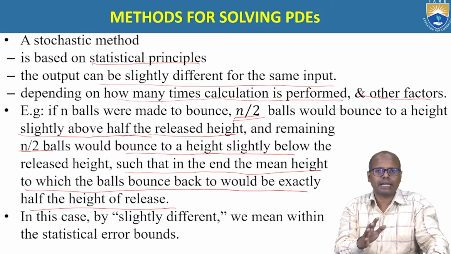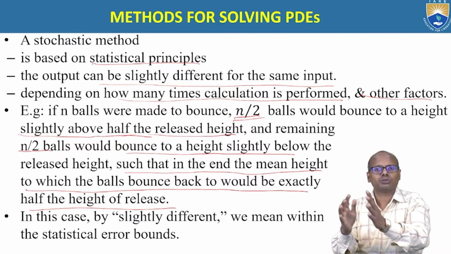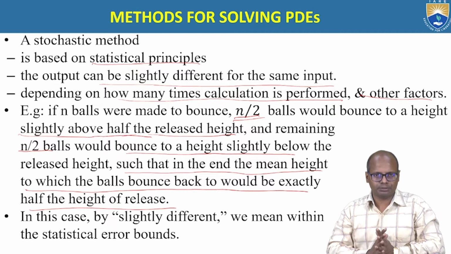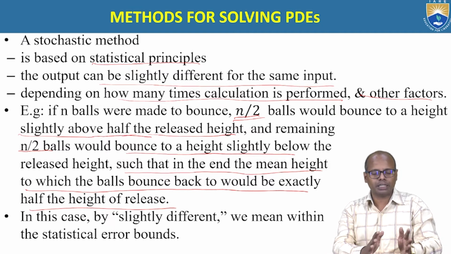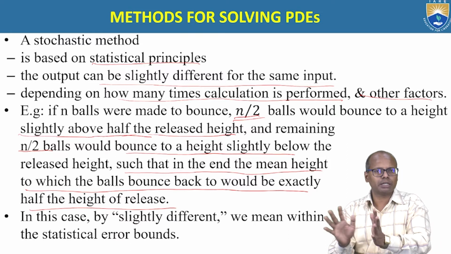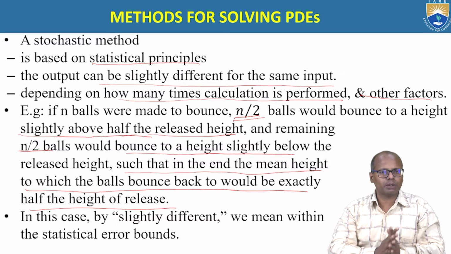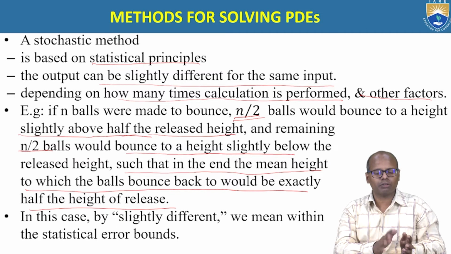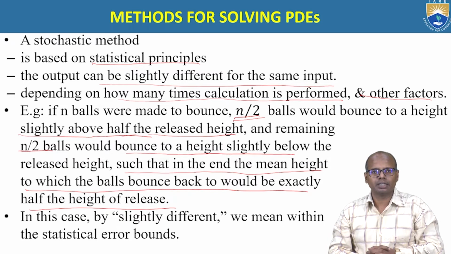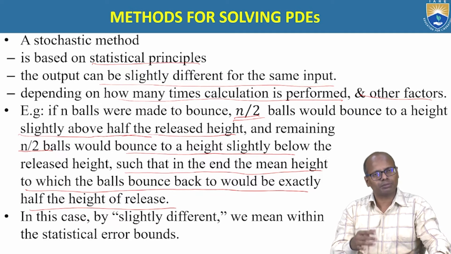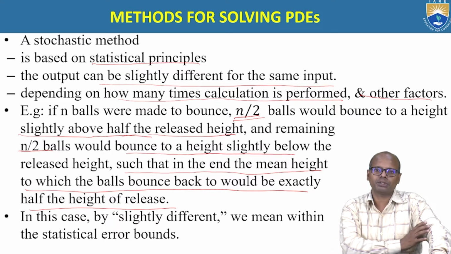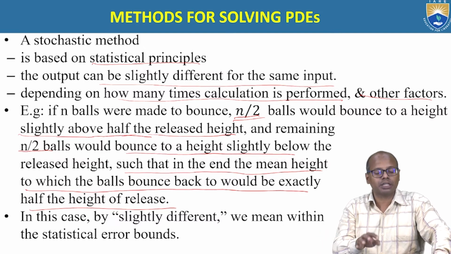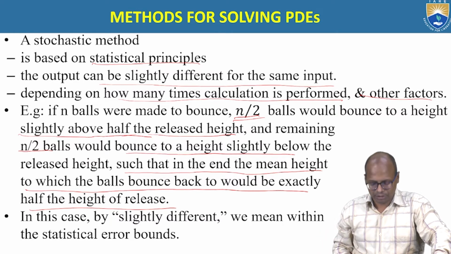It involves some statistics: this many balls go here, this many balls go there. If I change the number, if I take 100 balls, I will get one result. If I take 200 balls, I will get another result. It depends on the number of balls released, so it may change the value. Sometimes it may come the same value, sometimes a different value. This kind of method is called a stochastic method.